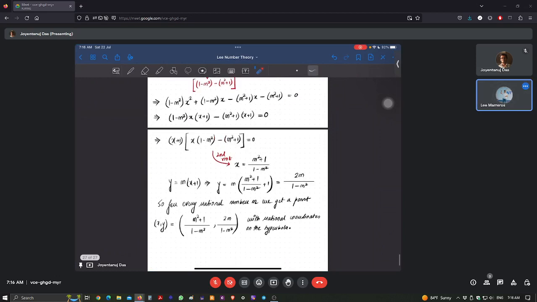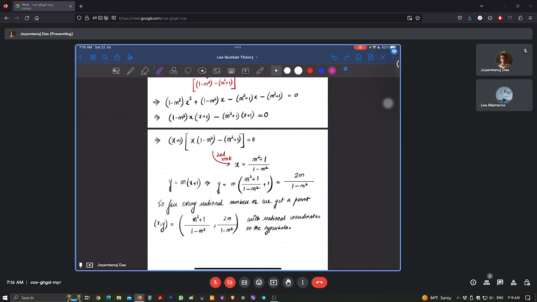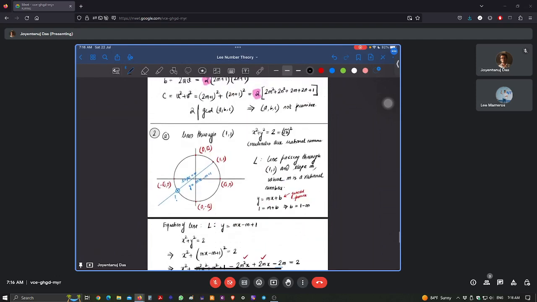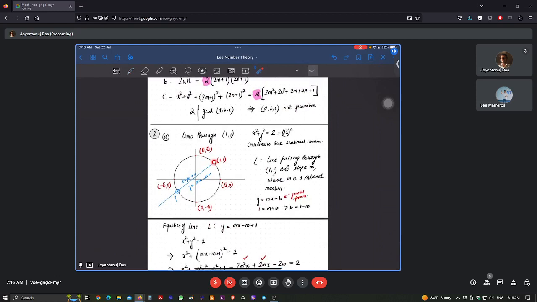Only if that comes from the point minus 1 comma 0. Any intersection from another point won't work. So this is the particular thing we are considering. If I fix one point, I will take any rational slope and I can draw multiple lines like this. Whatever rational slope I get, I can cover all the rational points on this circle. So that is a similar thing we are doing.